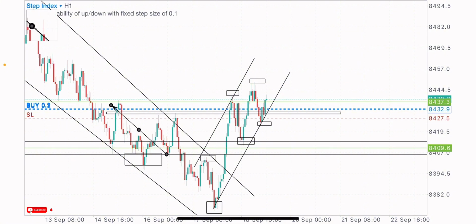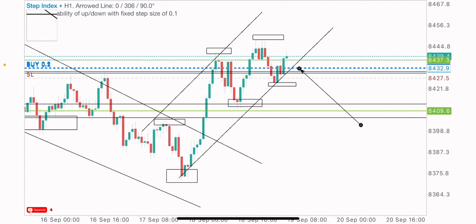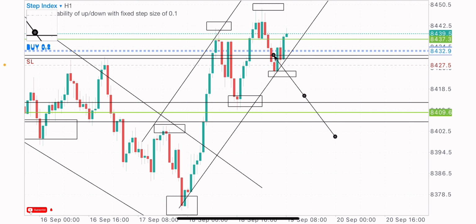So I needed the market to break out of this level, out of this resistance level, as well as the neckline of this pattern formation. So we got the breakout of it at this point. We got the breakout of this resistance level, which I took my buys at, but on a lower time frame.